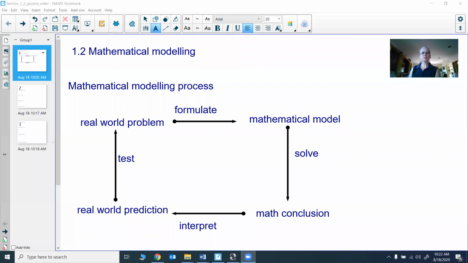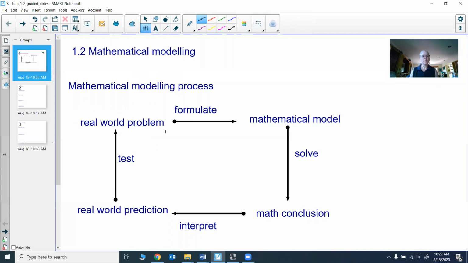So this section is going to talk about mathematical modeling. Mathematical modeling is a process where you have some kind of real-world problem. So we're going to start over here at the real-world problem. So you might have something where you want to find out, just because we've got it now, how much the coronavirus is growing per day. And we might want to model it.